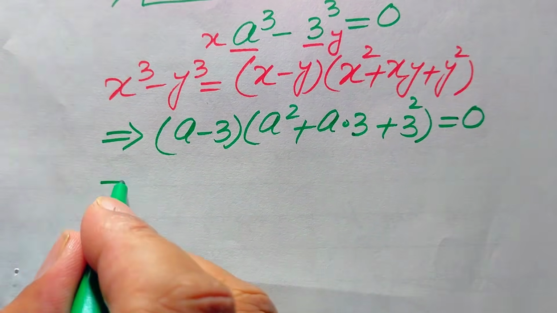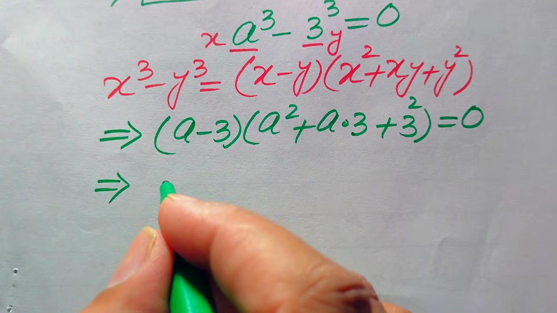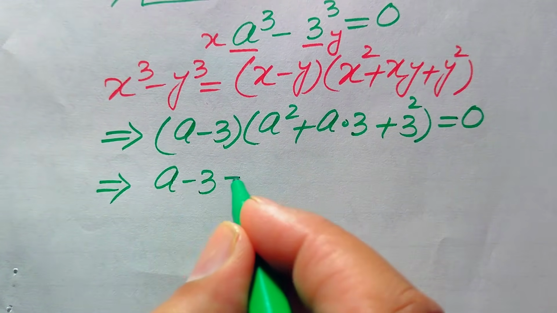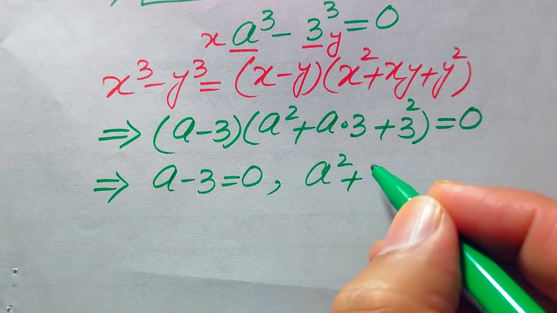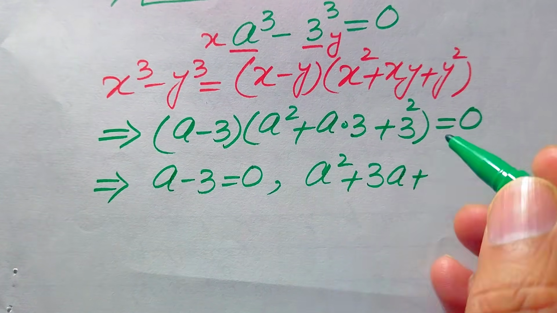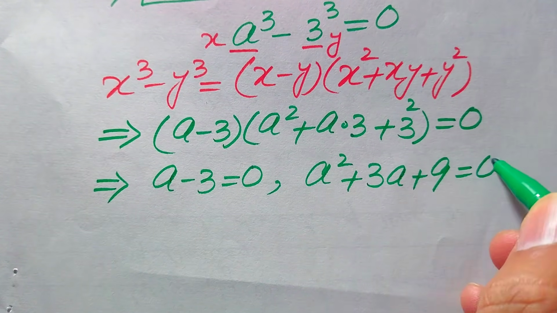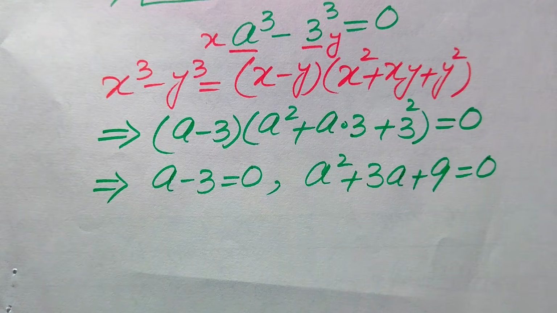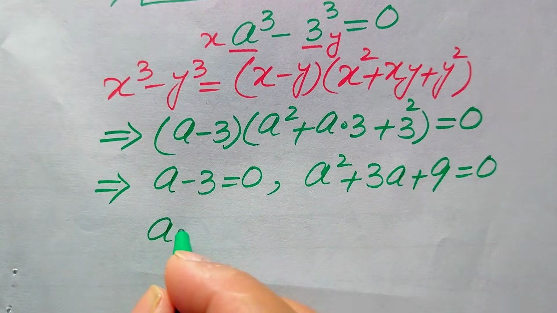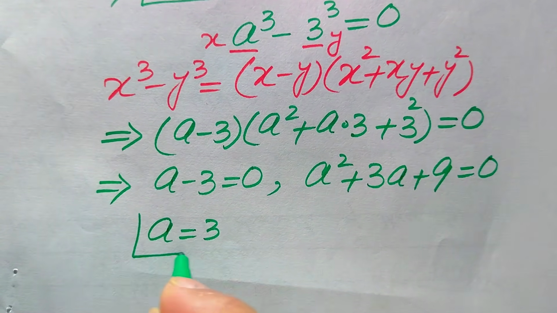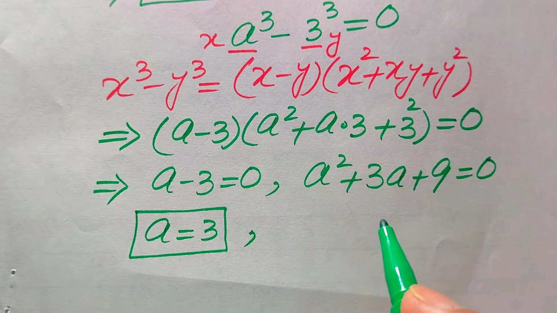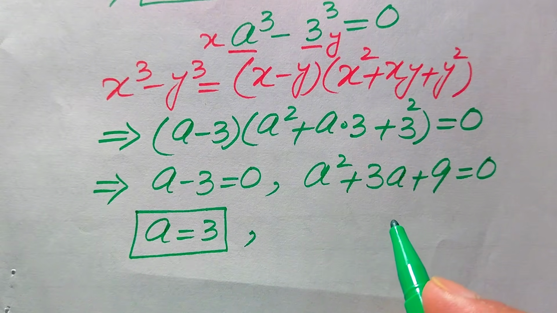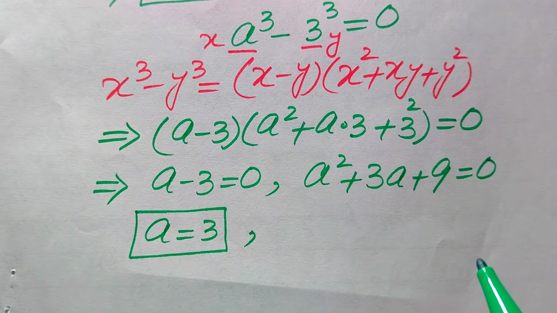And now in the next step, we divide this equation into two cases. The first case is a minus 3 is equal to 0, and the second case is a square plus 3a plus this 3 square becomes 9, and this whole equation is equal to 0. From here we easily get the value of a is equal to 3. This is the first root of the given equation, and from here we need to solve this quadratic equation in order to find all the other roots of the given equation.